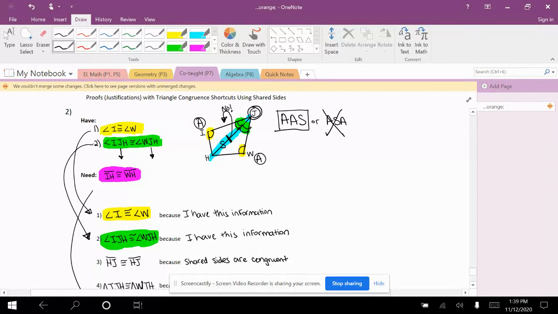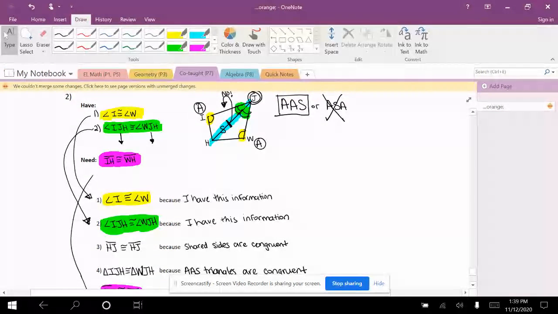Escribe que tiene. And then try to find the shortcut for the triangle congruence.